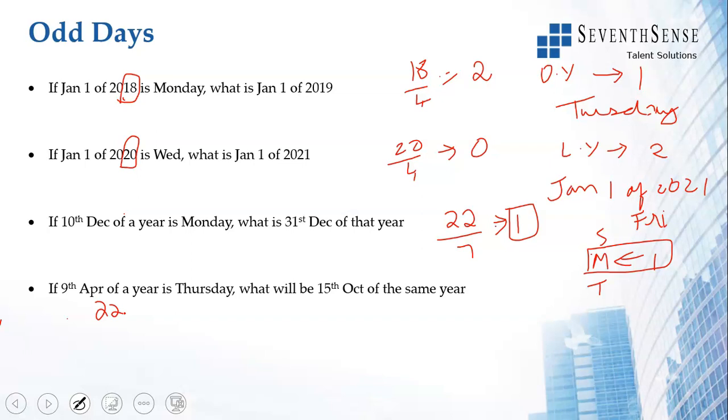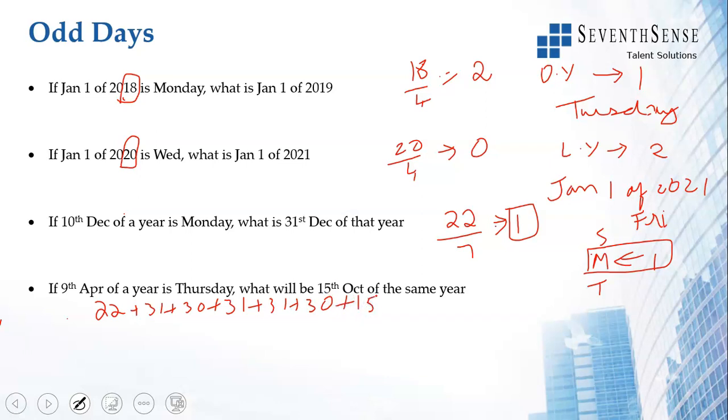And for the remaining months, we can either add the full number of days in that month, or we can just add the number of odd days. I will show both and show that we get the same answer. May, 31, June, July, August, September, and 15 days of October.